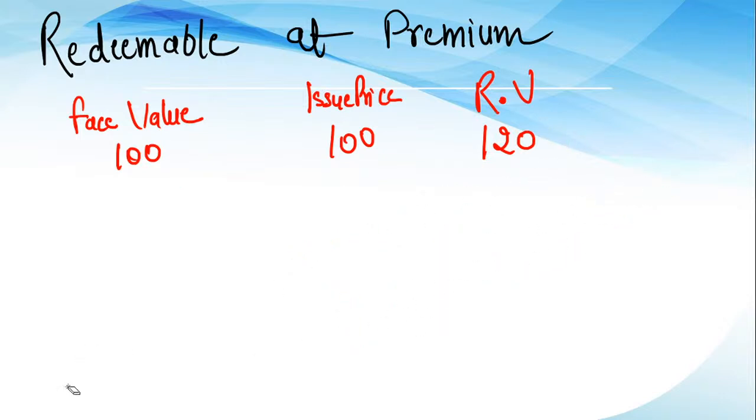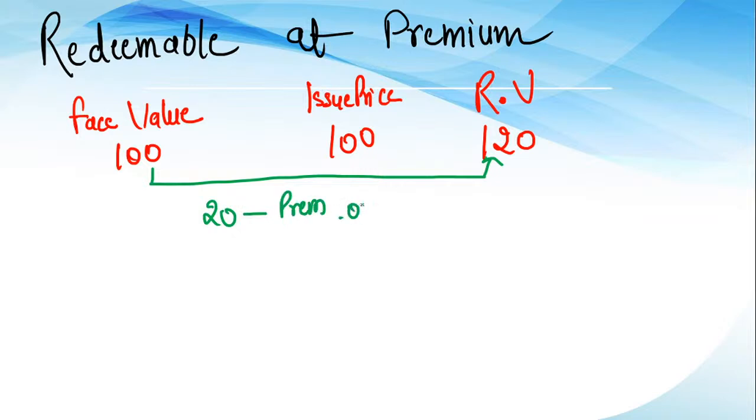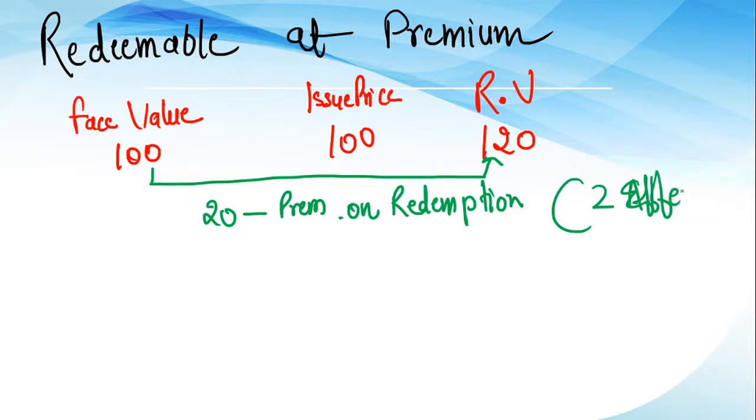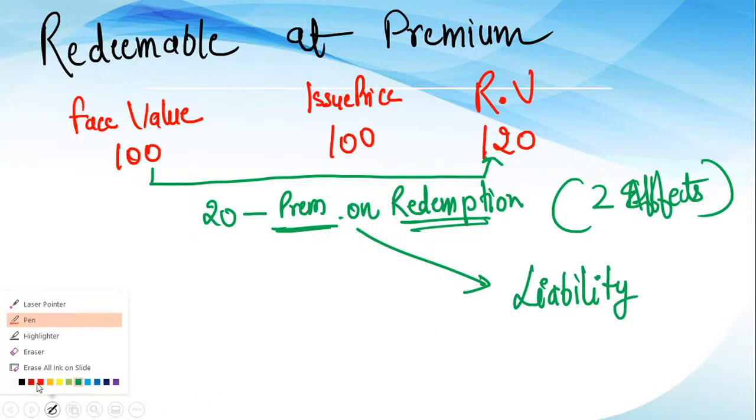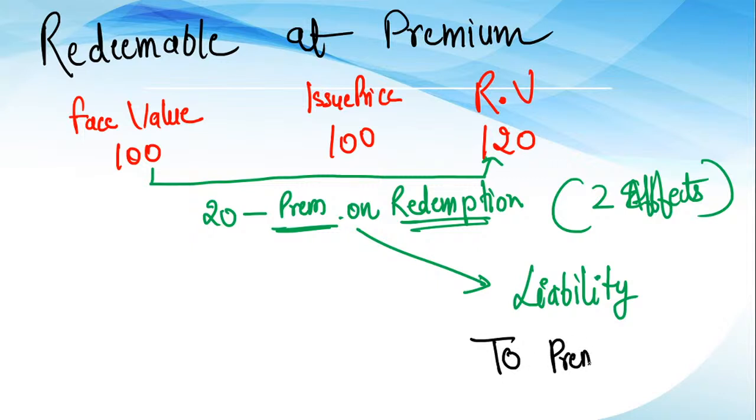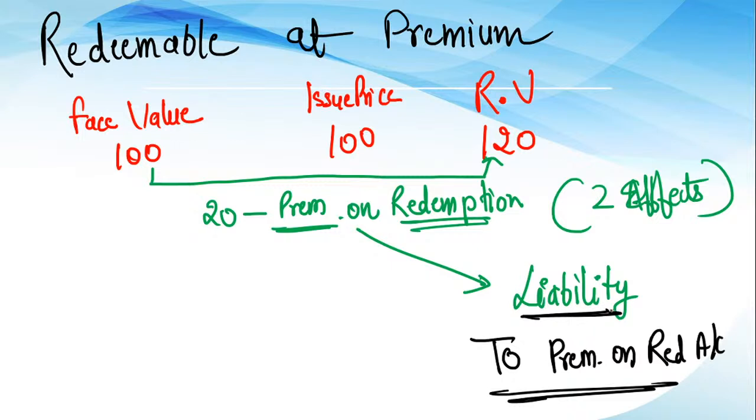This 20 rupees, which is premium on redemption, will have two effects on your books. What are those two effects? First of all, it is payable on redemption. ये प्रीमियम हमें कब पे करना है? रिडेम्पशन पे, which will be after 10 years, 15 years. Debentures will be redeemed after a long period. So it is payable in future. ये प्रीमियम हमें फ्यूचर में पे करना है. Hence it is a liability. This premium on redemption is a liability and hence it will be credited to premium on redemption. I will tell you when it will be credited.